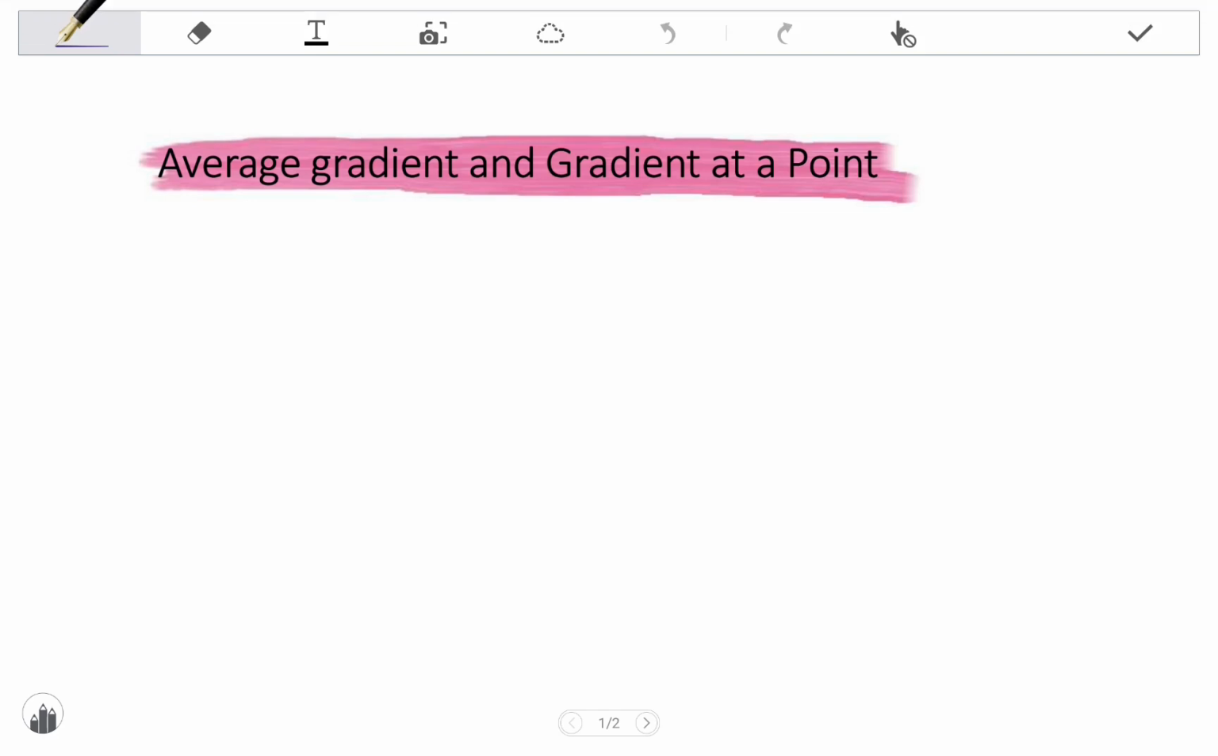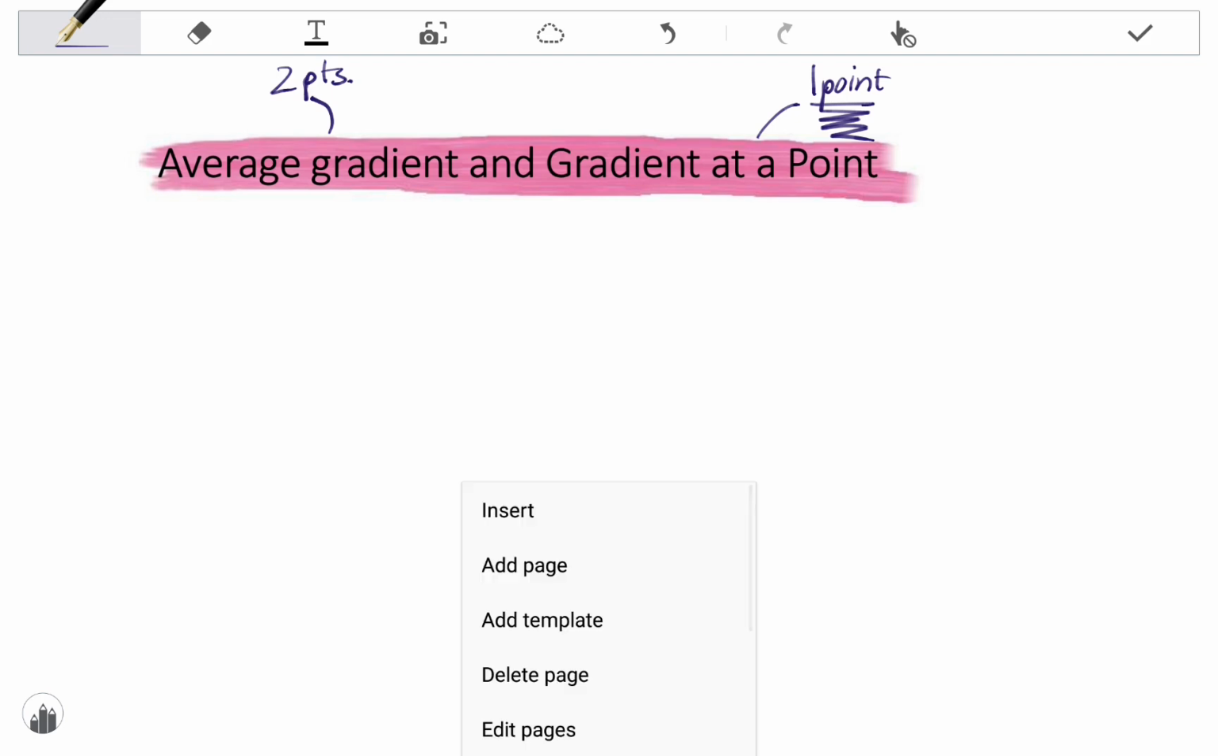In this video, I look at average gradient and gradient at a point. Okay. Now, the first thing I want to emphasize is that average gradient is the gradient between 2 points, and gradient at a point is at 1 point. Now, don't take that for granted. Wonder about it.